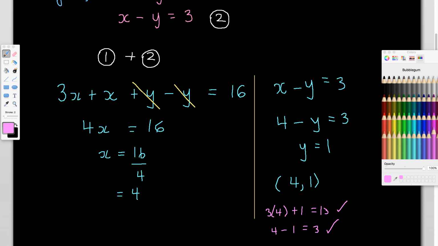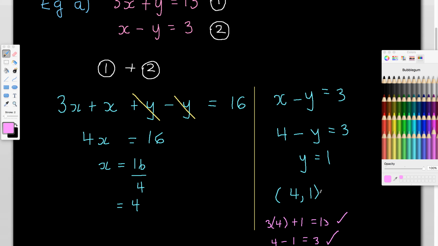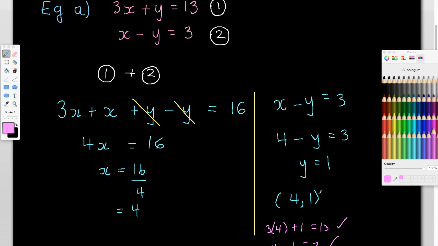And that also works. So that's our little checking measure that we use at the end to make sure that our solution that we have here does satisfy both equations. So there's one example of an elimination method.